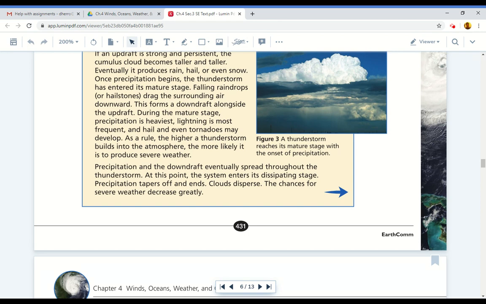Precipitation and the downdraft eventually spread throughout the thunderstorm. At this point, the system enters its dissipating stage. Precipitation tapers off and ends. Clouds disperse. The chances for severe weather decrease greatly.